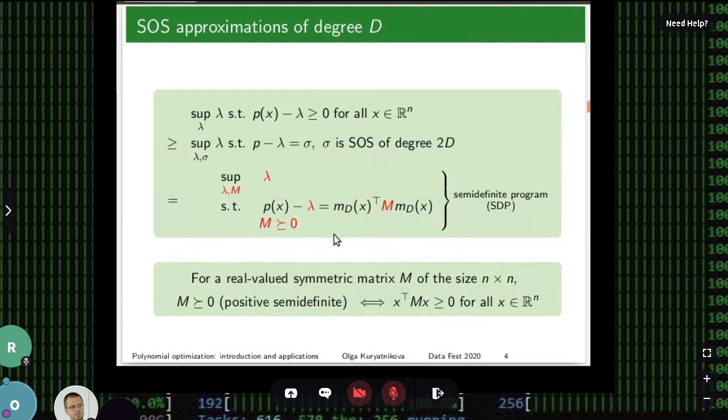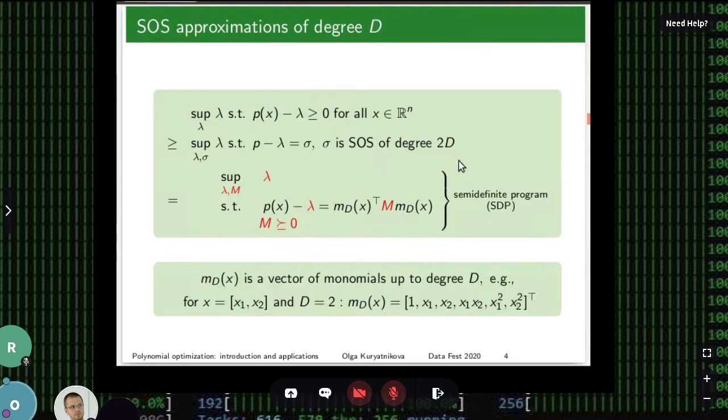The interesting moment here is that this bound is exactly the same as the bound above. Saying that P minus lambda is equal to a sum of squares of degree 2D is equivalent to writing it in this form, where this M_D is just a vector of monomials up to degree D. And here is an example. If x is x1, x2, and d is 2, a vector of monomials is just a product of x1, x2, such that the degree of this total product is not larger than d, not larger than 2 in this particular case.